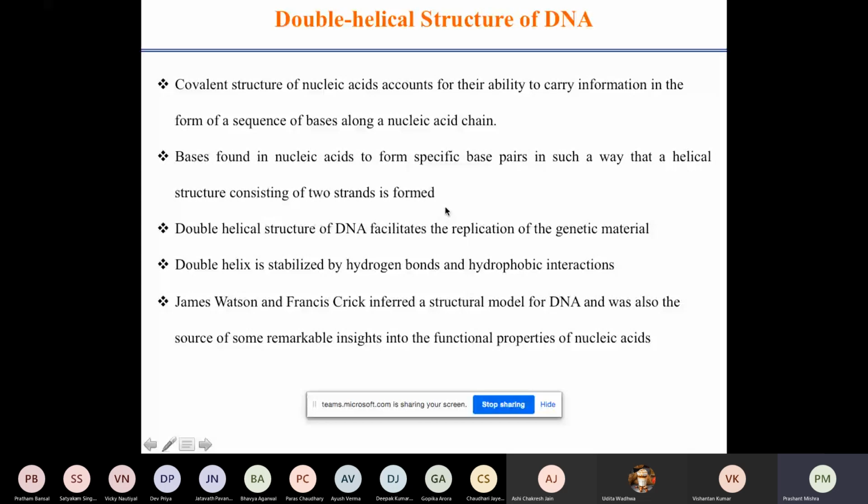Then the double helical structure for DNA facilitates the replication of genetic material. You will learn how it happens. Then the double helix is stabilized by the hydrogen bond and hydrophobic interaction. I'll tell you what kind of hydrophobic interaction, what kind of hydrogen bond. And this structure was given by James Watson and Francis Crick, which has actually changed our understanding about molecular biology. So if you want to understand molecular biology, the structure of the DNA became fundamental.